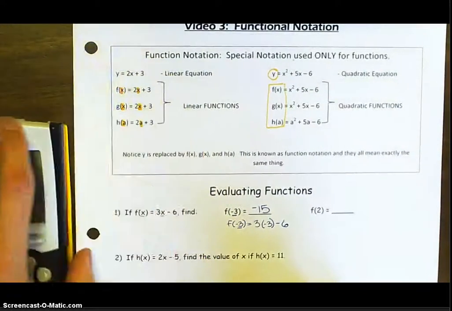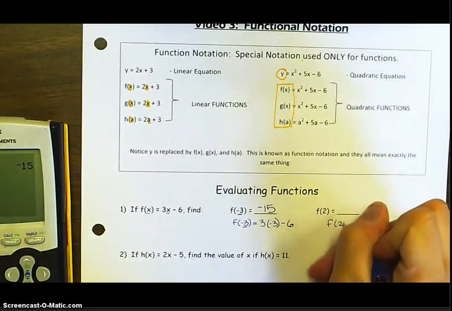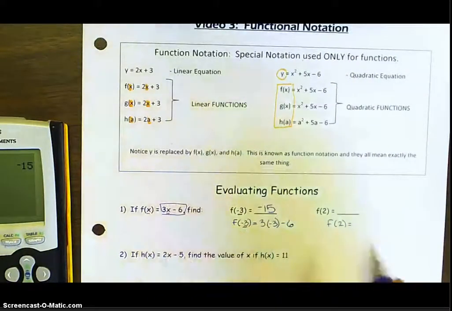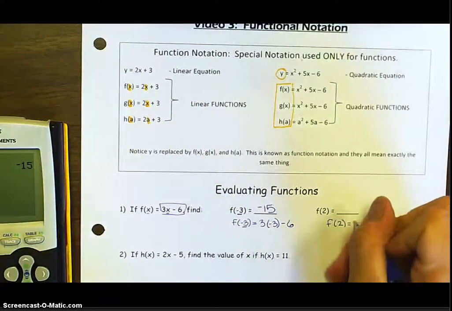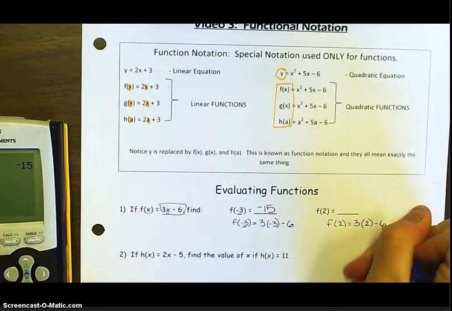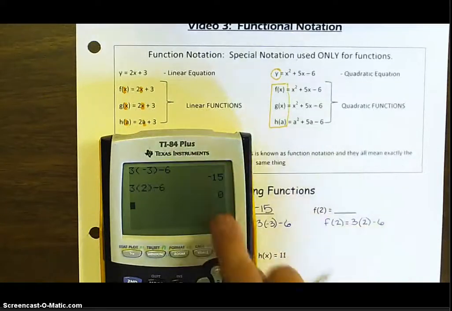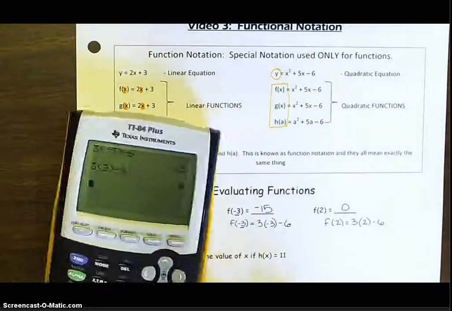Okay, now let's try the second one, f of 2. Now, instead of an x in the parentheses, we have a 2. So I'm going to rewrite my equation, but wherever I see an x, I'm going to substitute in a 2. So this is going to be 3 times 2 minus 6. Okay, and now let's go ahead and plug it in. So 3 parentheses 2 minus 6. So f of 2 is equal to 0. And we've got it.